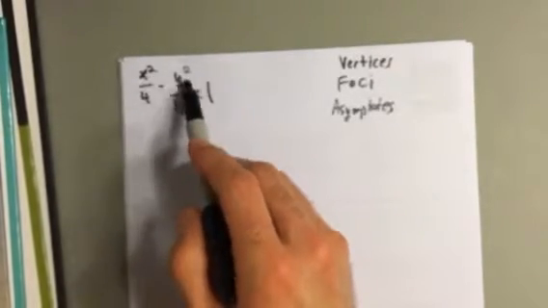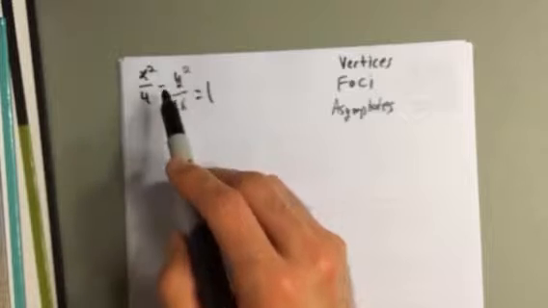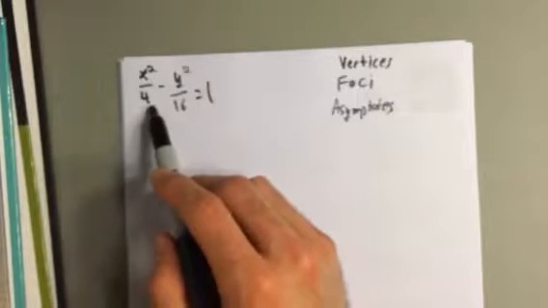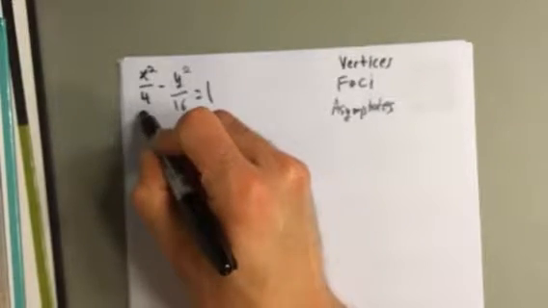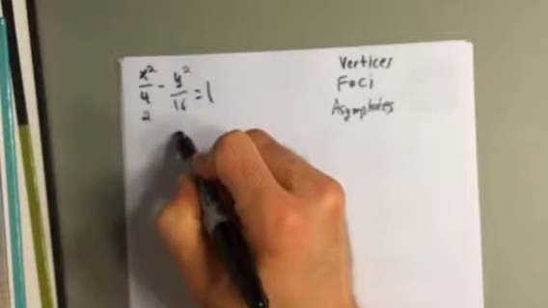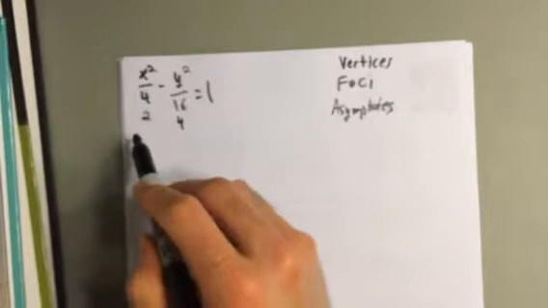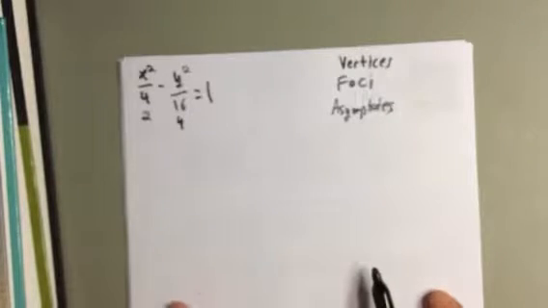It's not shifted left or right at all. It's just x squared, y squared. So I know it's going to be centered right at the origin. The square root of 4 is 2. And the square root of 16 is 4. So I know 2 to the left and right is where I'm going to find the vertices.